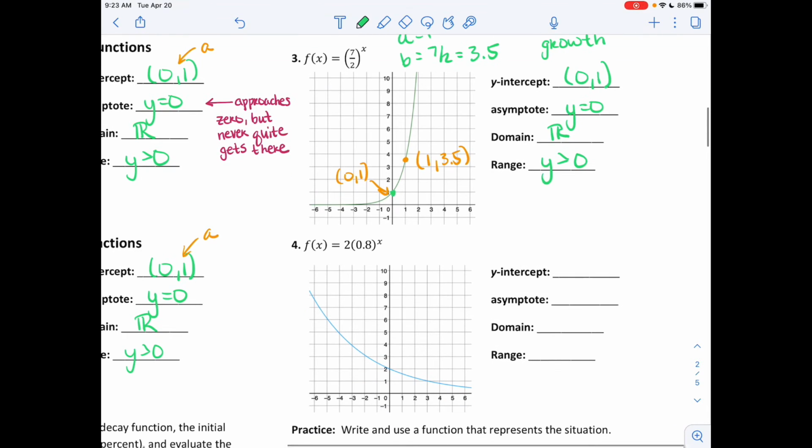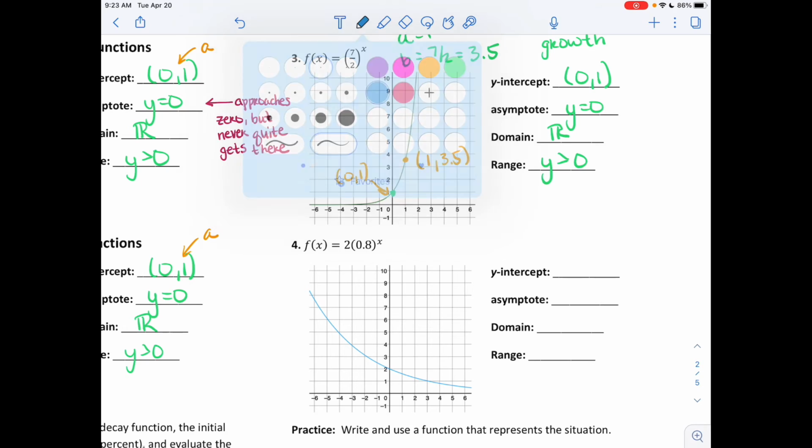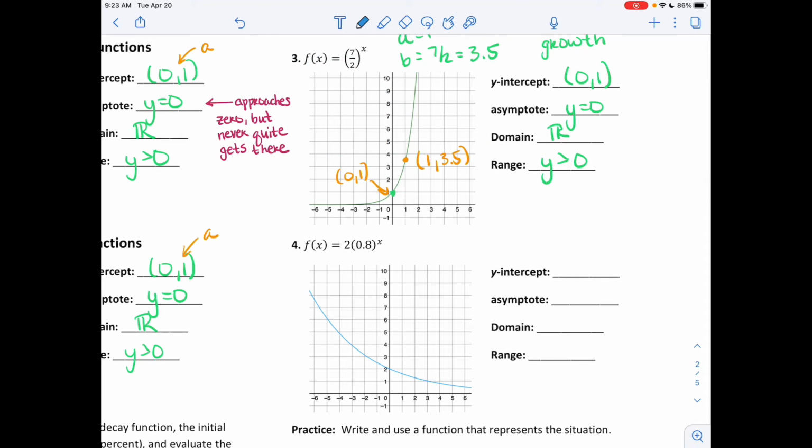Let's look at one final example, and this time finally we have something where our a value is not a 1. a is equal to 2, and b is equal to 0.8. Well, with a 0.8, that means that this is decay, and we can see that in the graph. We are getting lower and lower. Notice that this graph is not nearly as steep as the other one.